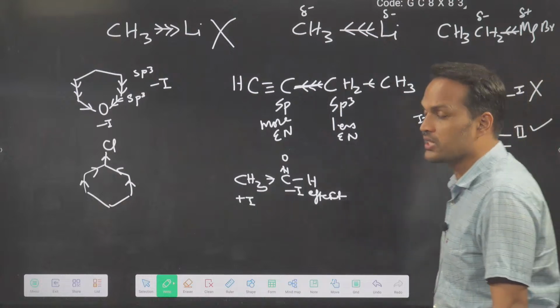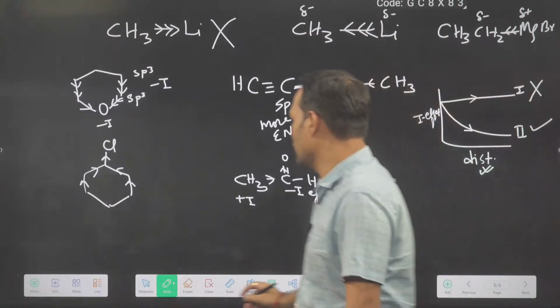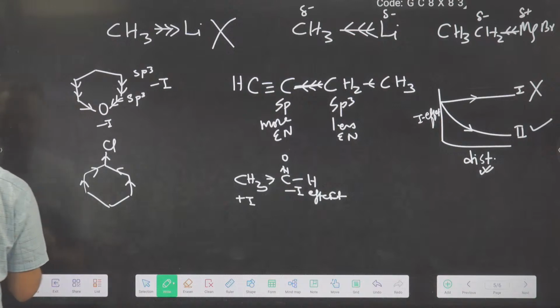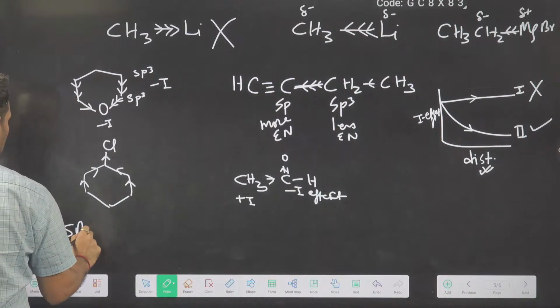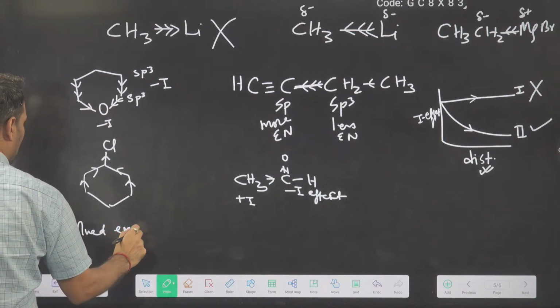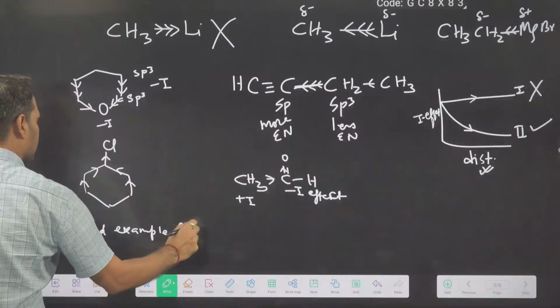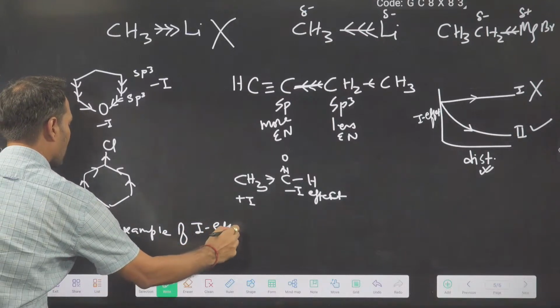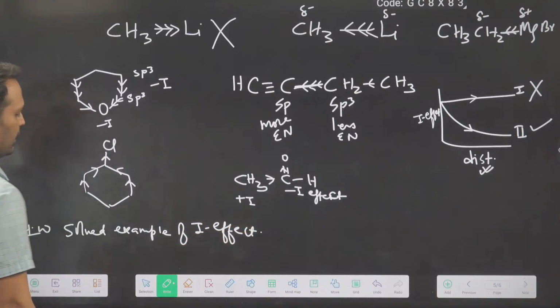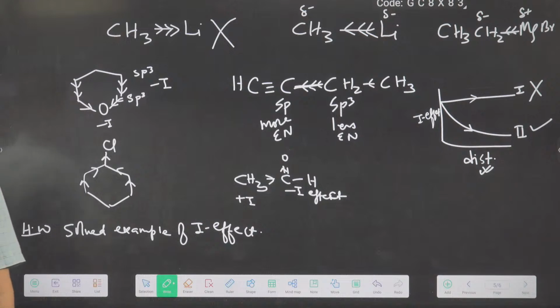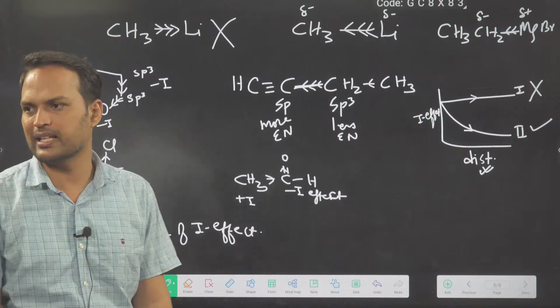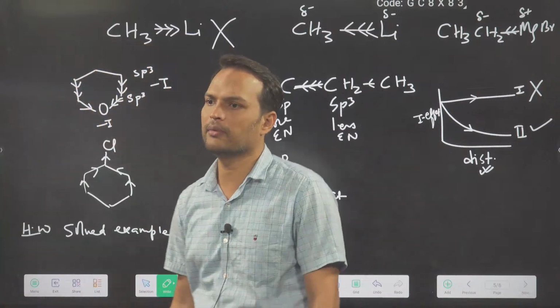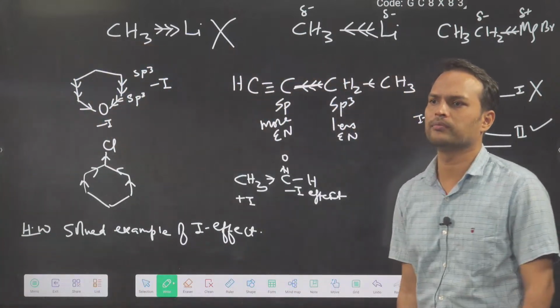ठीक है? अच्छा, what is your homework? One question only, you can find it and then you can tell me in the next class. Solved example of inductive effect. This is your homework. ठीक है ना? Solved example of inductive effect. One solved example is there. So you just find this thing. In the next class, we will write with the order, plus I order and minus I order. ठीक है? Anything else? No na?